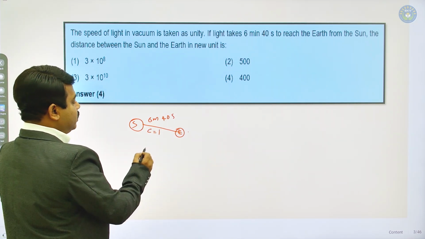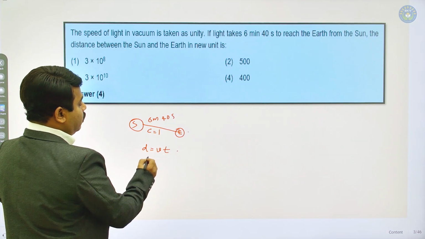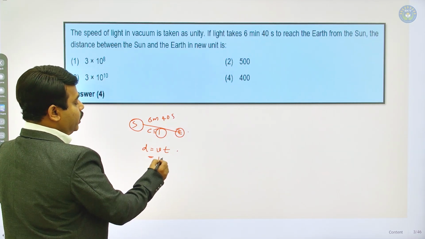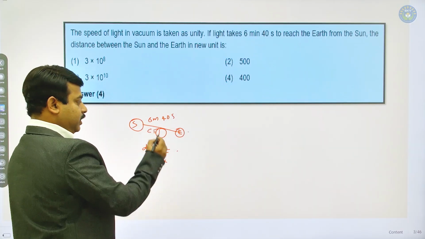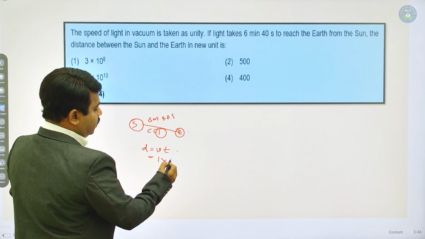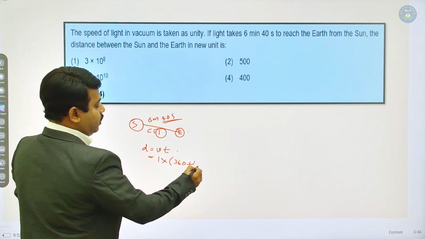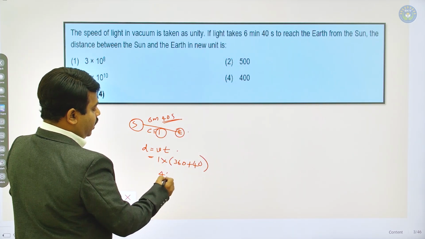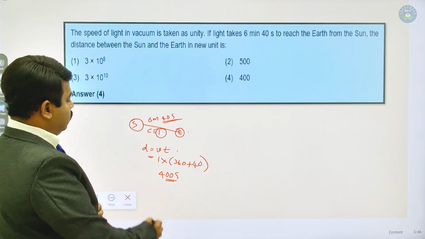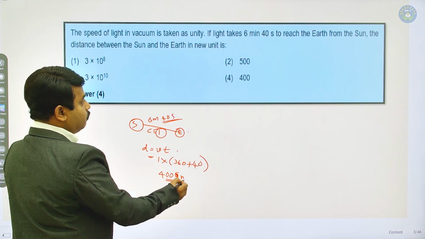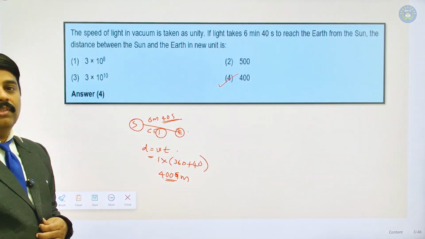Then what is the distance? Distance is equal to velocity into time only. Velocity we already taken as unity. What is the time? 6 minutes, that is 6 into 60 seconds, that is 360 seconds, plus 40 seconds, then 400 seconds. So the unit is meter. So 400 is the answer.